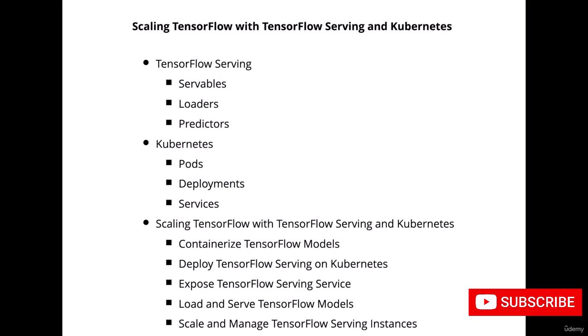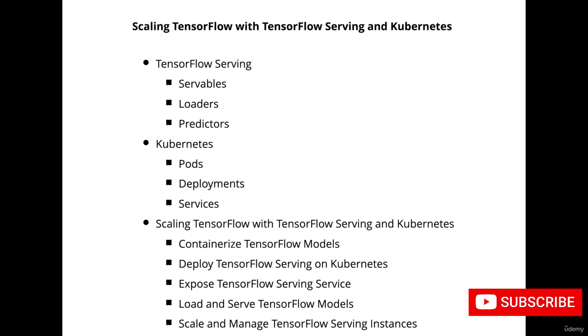Deployments. Deployments define the desired state of a set of pods and manage their lifecycle. Deployments handle tasks such as pod creation, scaling, rolling updates, and self-healing in response to failures or changes in resource requirements. Services. Services provide network connectivity to pods and enable communication between different parts of a distributed application. Kubernetes services abstract away the underlying network topology and provide a stable endpoint for accessing pods.